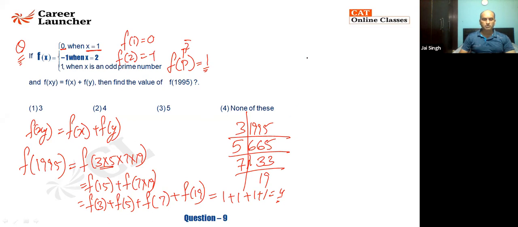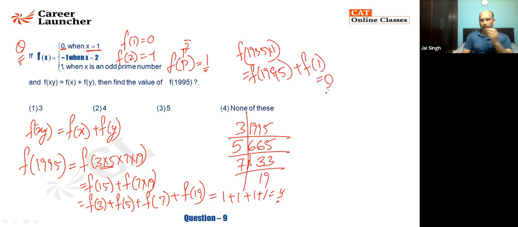Not clear, Spurs. Spurs, do you understand that f1 is equal to 0? So it does not make any sense because if you are writing 1995 into 1, I will say it is f of 1995 plus f1. f1 is 0, so it is having no role here. Okay. So what we will do here is, we will do the factorization of it.